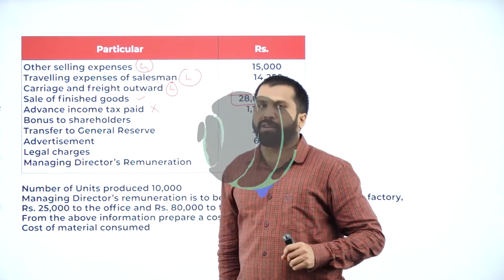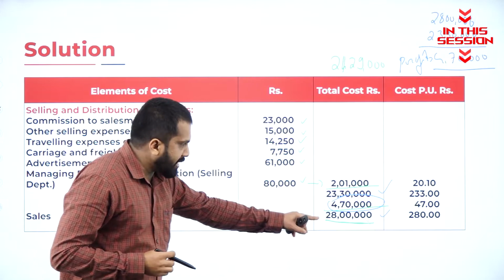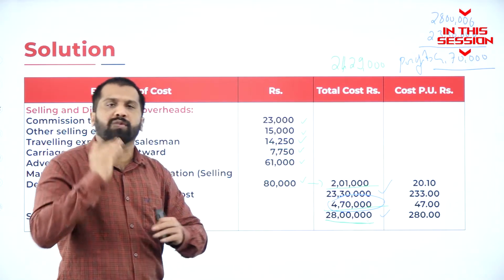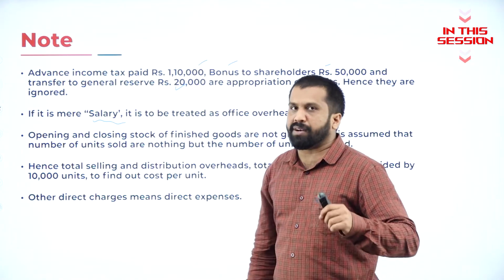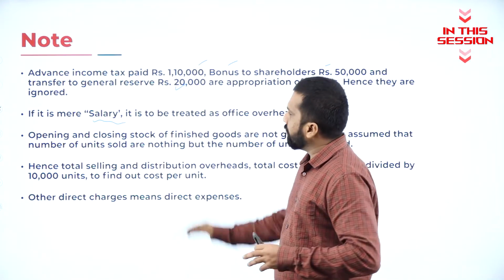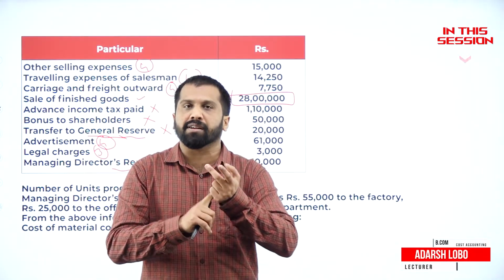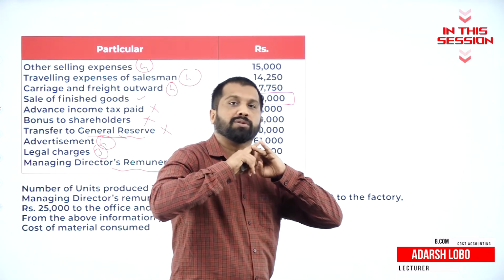Income tax is a what? A financial item we don't consider. Take your selling price, take your cost price, selling minus cost, you will get your profit. Salary they have not mentioned particularly, so we consider it for your office. Salary and managing director remuneration, these two, no information is given, so it will go to office.